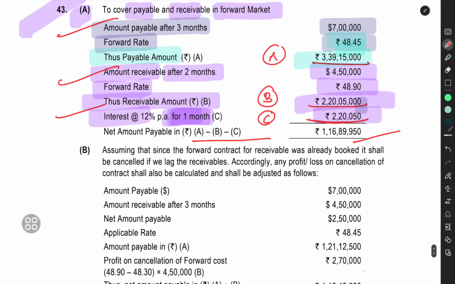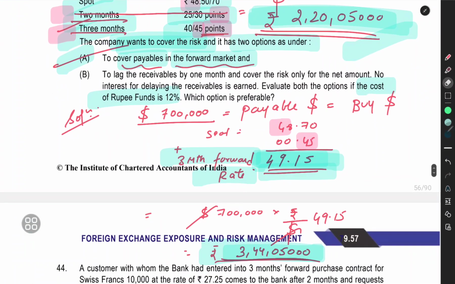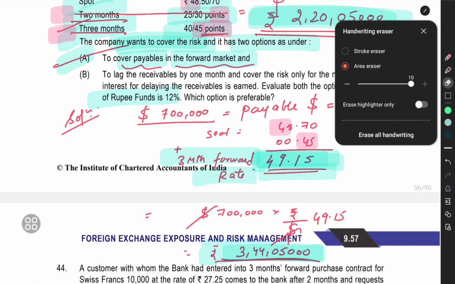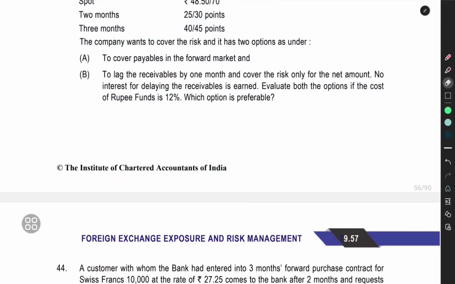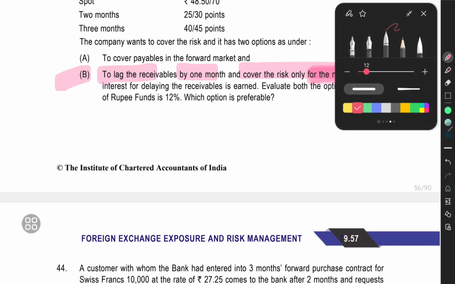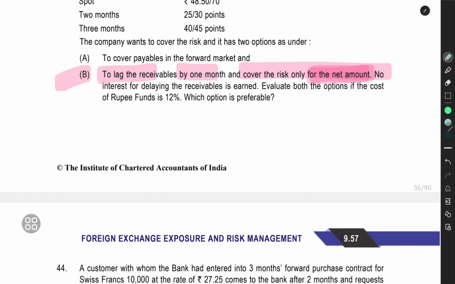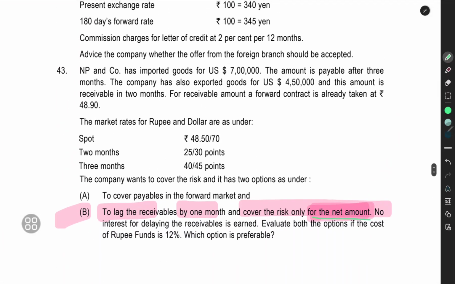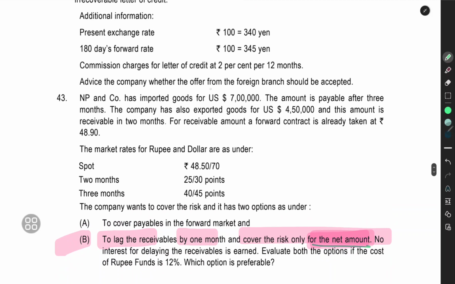Okay, easy. The second part of the question, let me just delete all these things. To lag the receivable by 1 month and cover the risk only for the net amount. Now see, we initially had an issue where we could not directly net it off. Why we could not do it? Because even though, if you notice, the currencies are same, dollar, but the tenure was different. One was 3 months and one was 2 months.